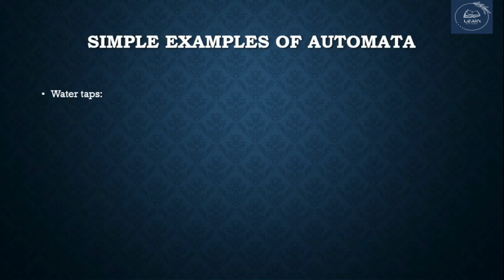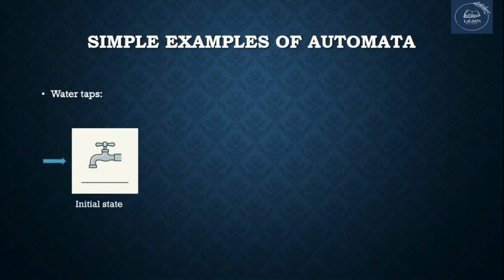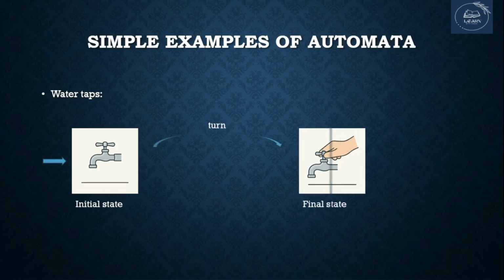Now looking at the water tap, as we said, we have the initial state, which is where there's no water gushing out. Then when we turn the water tap, we get water coming out, which is our final state in this sense. And when we turn it again from our final state, we get back to the initial state. So if we ask, from the initial state, how many turns does it take for you to get to the final state? Imagine that one turn takes you from the initial state to the final state.